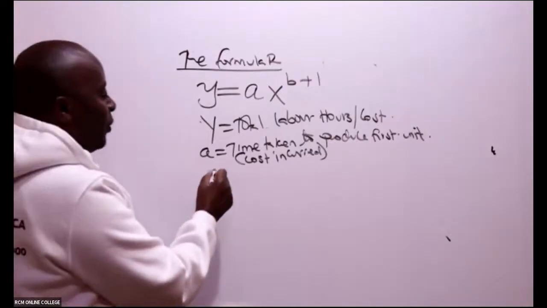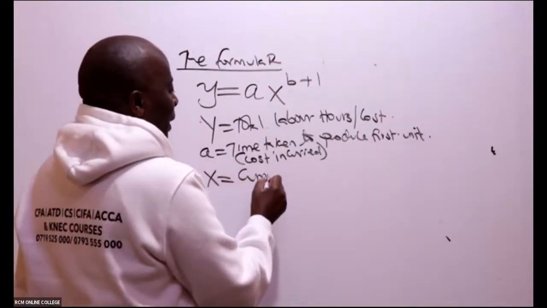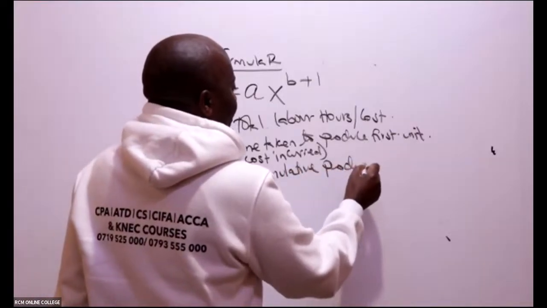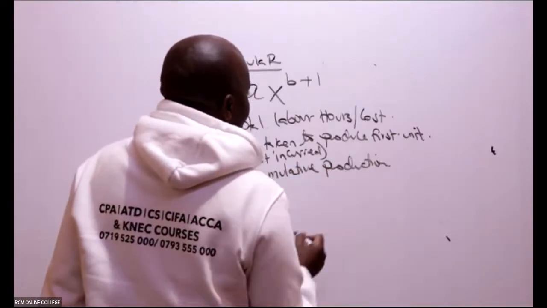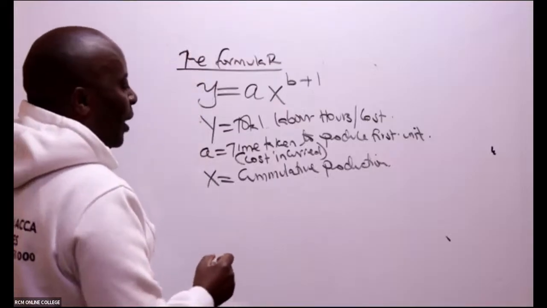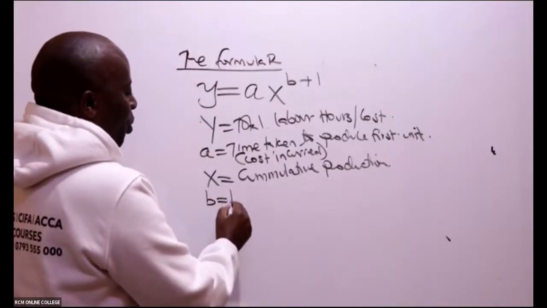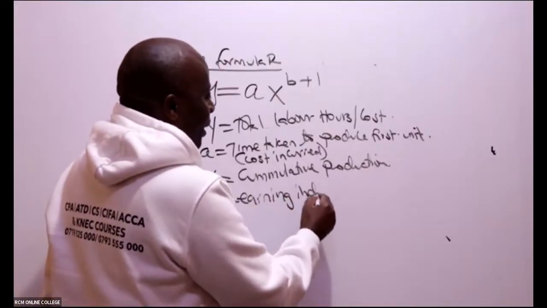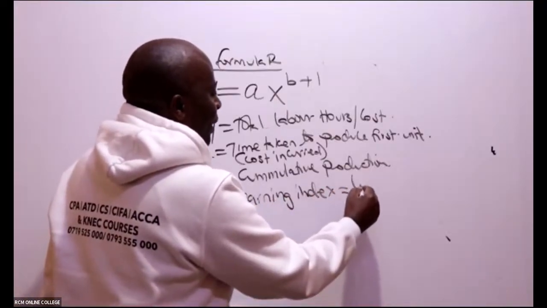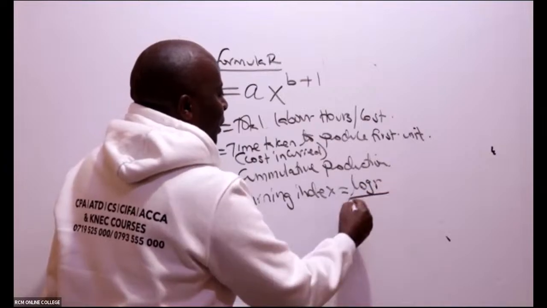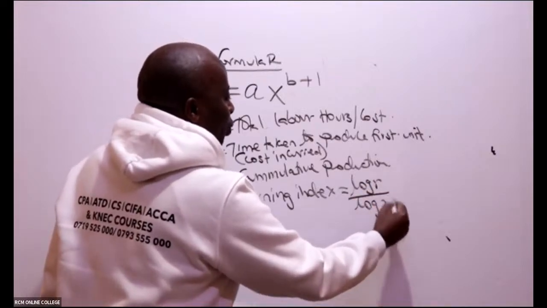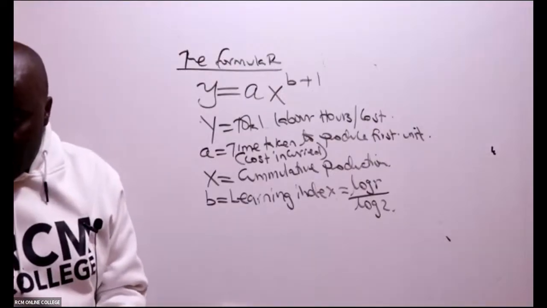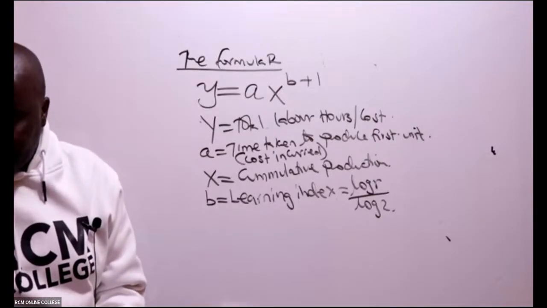X is cumulative production. B is what we call the learning index. And how do we get this learning index? There is a formula: log R over log 2. Anytime they want us to give them B, we shall take log R divided by log 2.